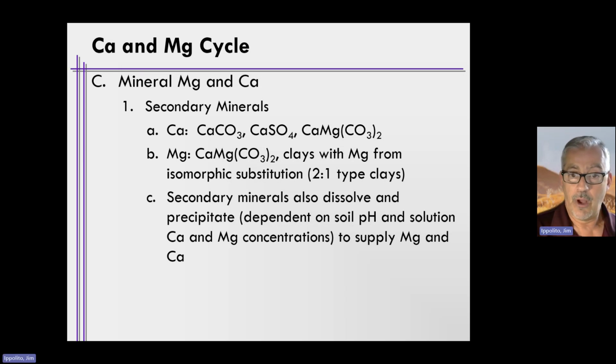These secondary minerals also dissolve, and they also precipitate or reprecipitate. It's all dependent on soil pH and the concentrations of calcium and magnesium in the soil solution. And if the concentrations in the soil solution are high, these minerals won't dissolve because there's no place for calcium and magnesium to go. But these secondary minerals dissolve and precipitate, and over time supply magnesium and calcium to our soils to feed plants.